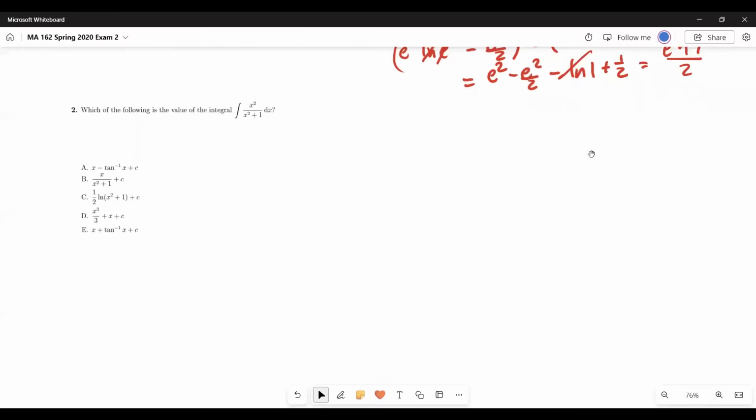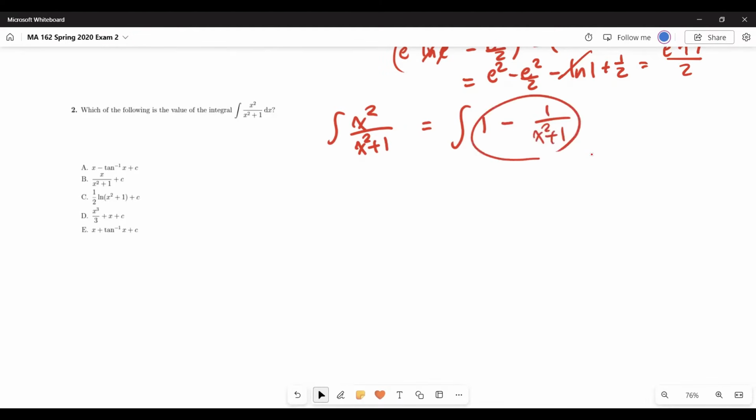Okay, this question asks which of the following is the value of the integral of x squared over x squared plus 1 dx. This is kind of a funky one. You have to think about this question. x squared over x squared plus 1, you can rewrite this as 1 minus 1 over x squared plus 1.